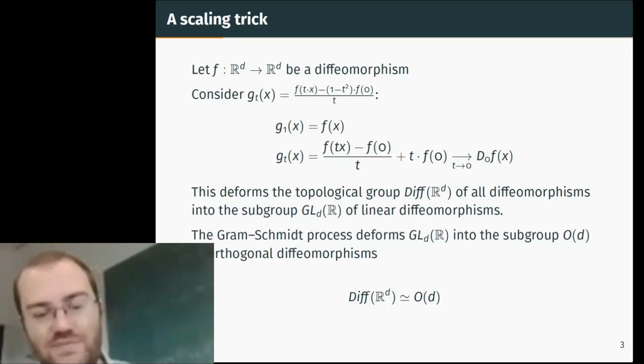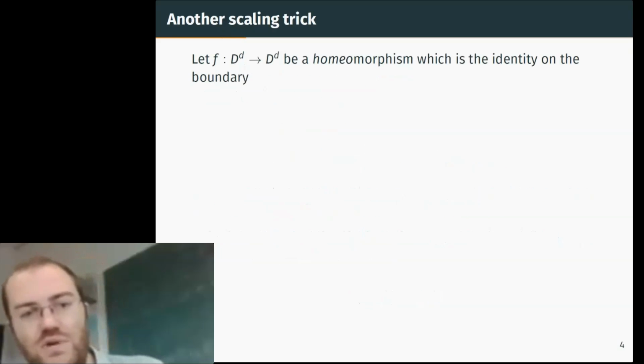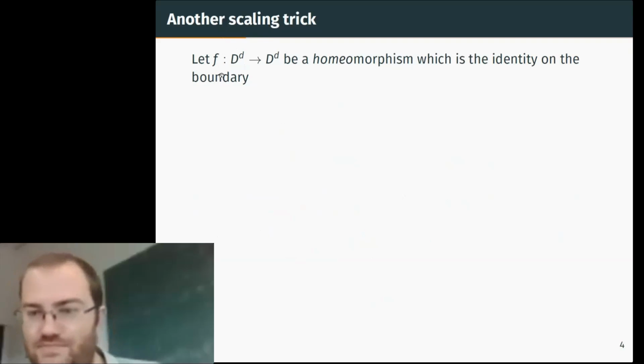And this comes fundamentally from scaling outwards. I sort of zoomed in my diffeomorphism to linearize it, because diffeomorphisms are smooth, and so by definition, they locally look somewhat linear, and in the limit, they look actually linear. But there's another scaling trick, which is, suppose now I have a homeomorphism of a closed disk, instead of an open Euclidean space, of a closed disk, and the homeomorphism is the identity on the boundary.